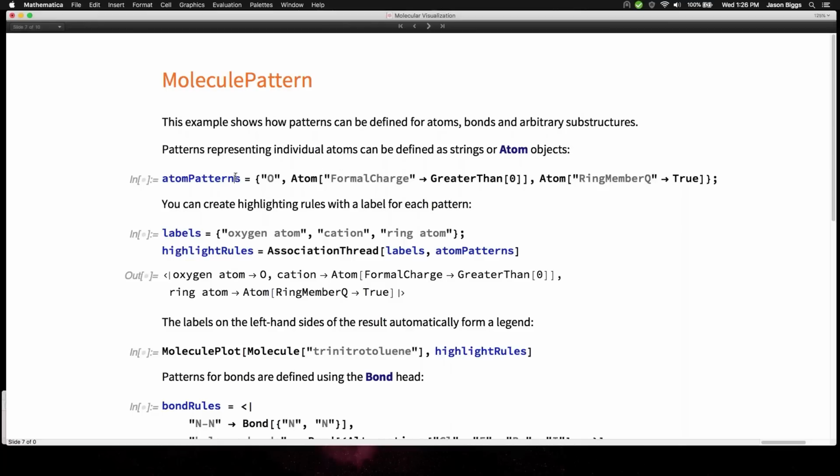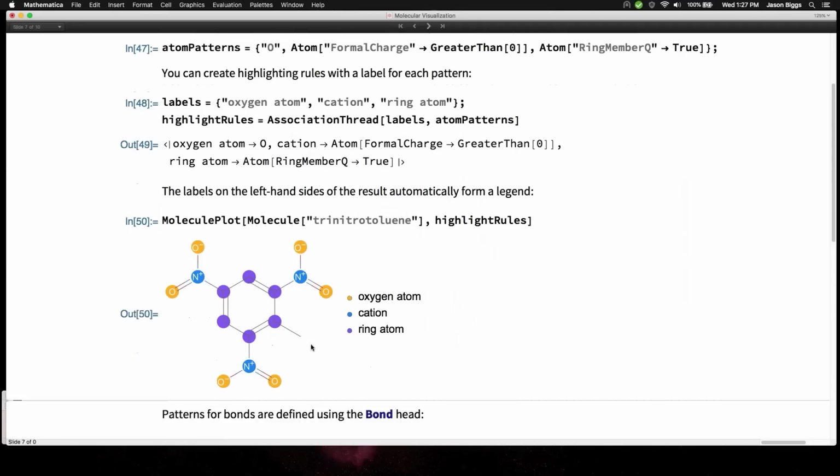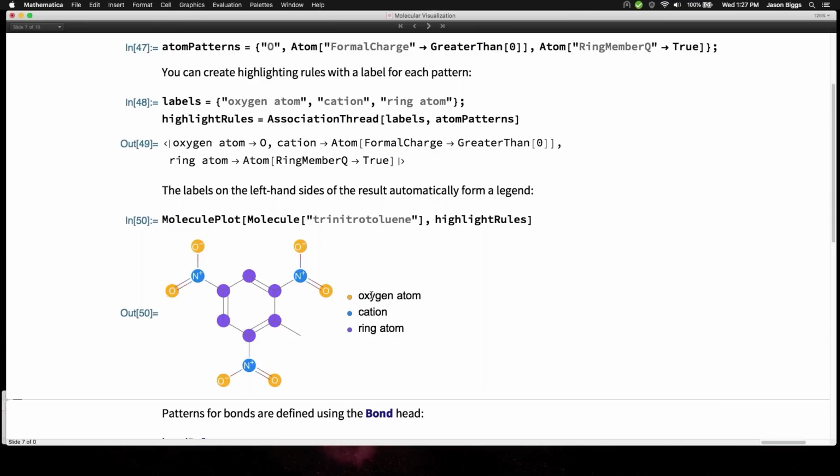substructures within a molecule. So for a molecule pattern, you could have just the string O represent an oxygen atom, or you could have any atom with a formal charge greater than 0 as this pattern, or any atom that is a member of a ring. We can attach those patterns to labels, and so we end up with this association. Now when we feed this to MoleculePlot, it'll automatically generate the legend and show you that these are the ring atoms, these are the cations, and these are the oxygen atoms in yellow.